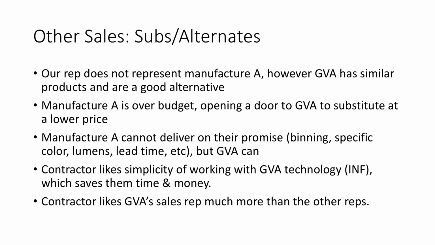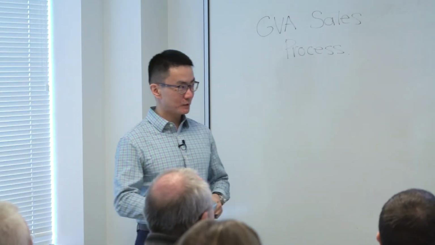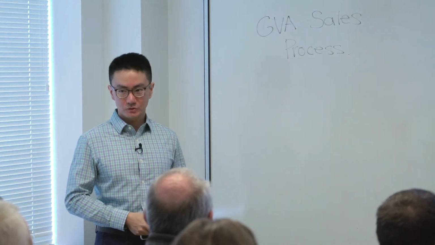And lastly, contractors like GVA sales reps much more than other reps. And this is often an overlooked part, because when you look at a contractor, they're not interested in making everything perfect. They want everything just to work okay so they can pick up their check. But guess what? Our local reps might be entertaining them. They might be taking them out to golf and fishing. So if they like our reps much more than the other reps, they're going to want to use GVA.